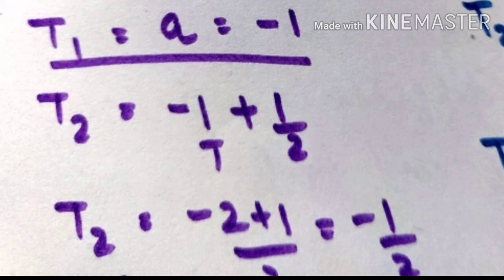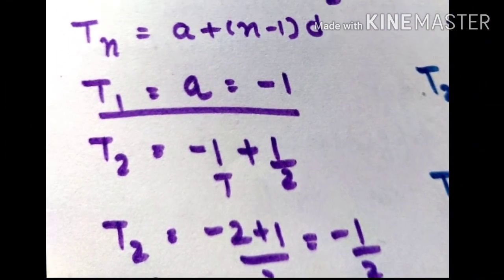T2, term 2, we place the value of a, minus 1, plus 2 minus 1 is 1, into d. D is 1 by 2. So here minus 1 plus 1 by 2. By LCM we have to solve it: minus 2 plus 1 by 2. Minus 2 plus 1 is minus 1 upon 2. So term 2 we found here is minus 1 by 2. Likewise, students, in the formula Tn is equal to a plus n minus 1 into d, we will substitute our values 1, 2, 3, 4 and 5 to get our next terms.